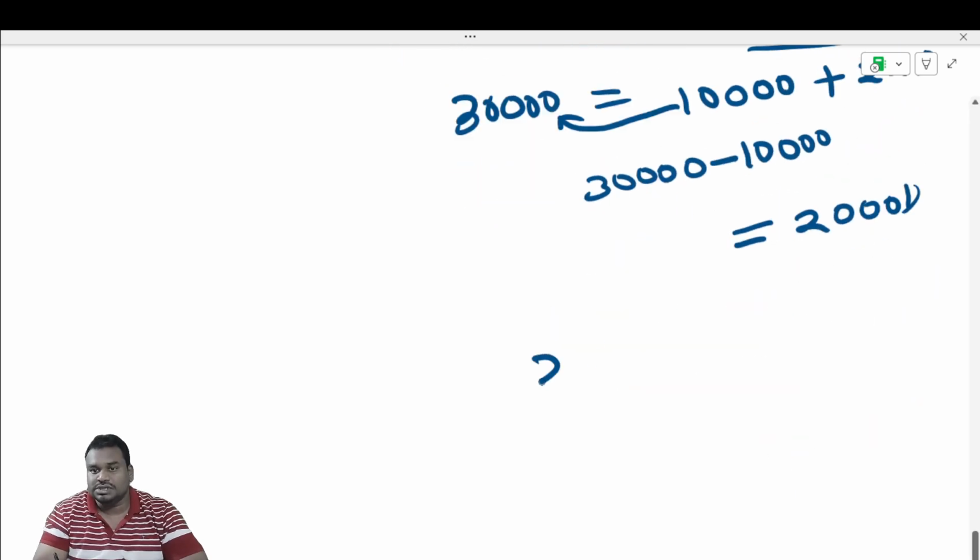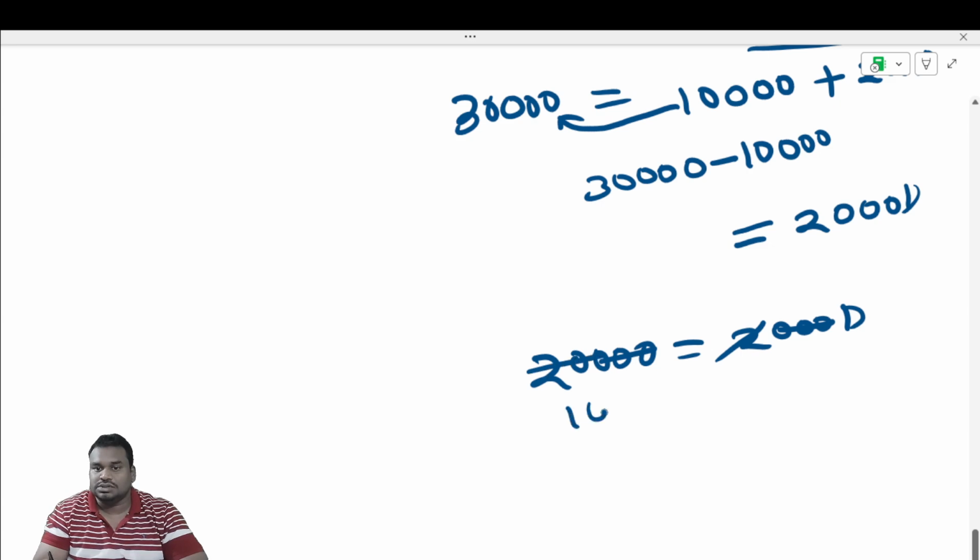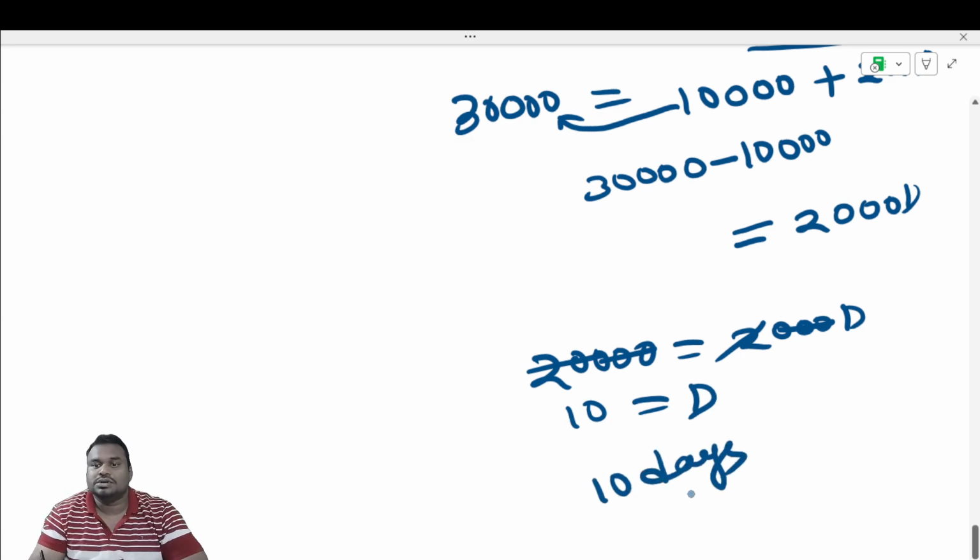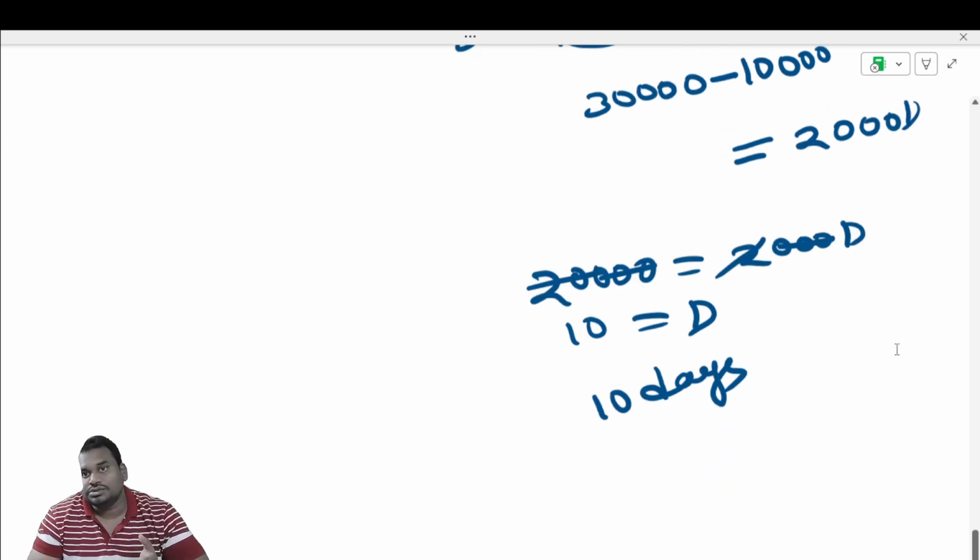So this will be obviously 20,000 equals 2,000 D. So these zeros get cancelled. 2 ones are 2, 10s are. It means the number of days will be 10 days. For 10 more days they can use it. And when the number of persons increases to 2,000, they can use it for 10 more days.